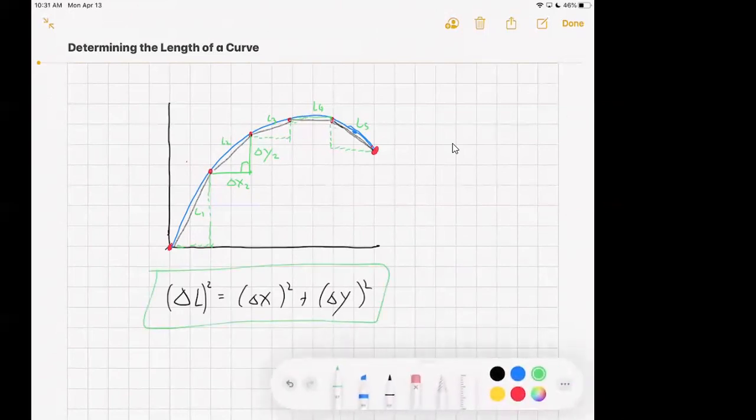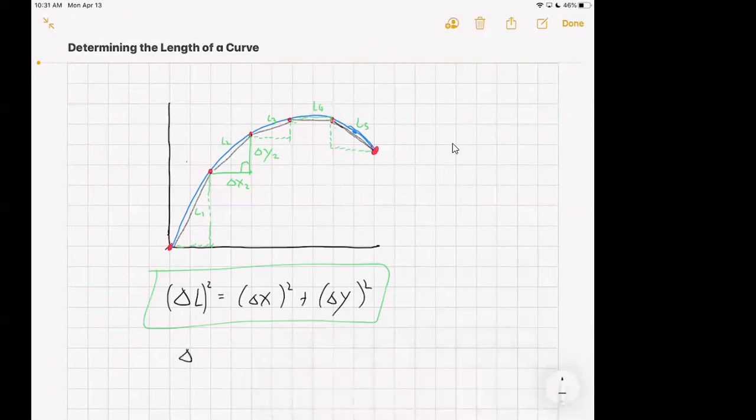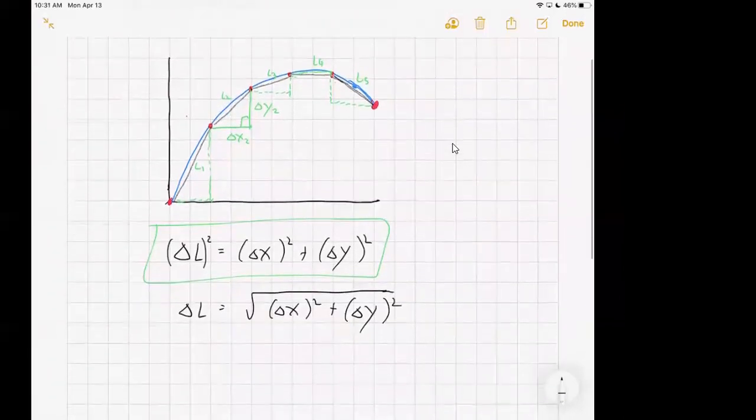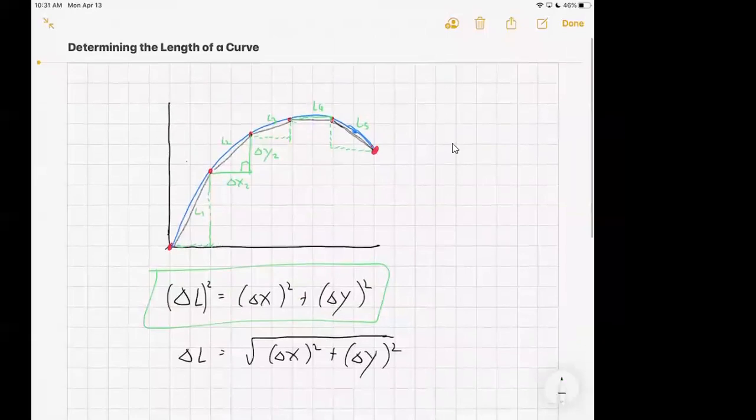Obviously, if we want to solve for delta L, all we need to do is take the square root of delta x squared plus delta y squared. And it's that simple, all right? What we're going to do is then break this down into using calculus in the limit that delta x gets really, really small, but we'll save that for another video.